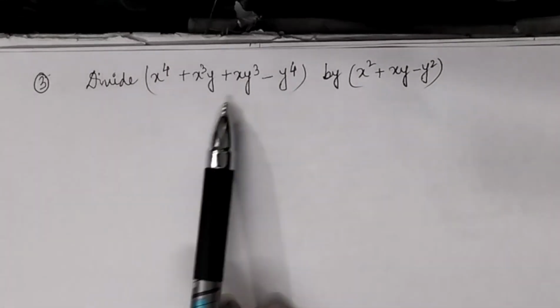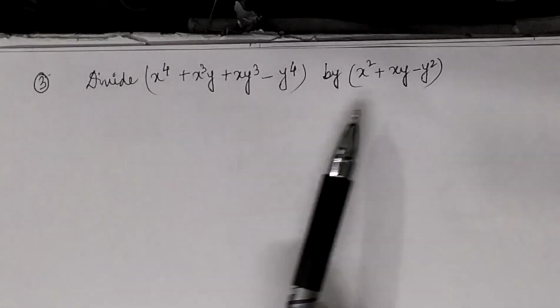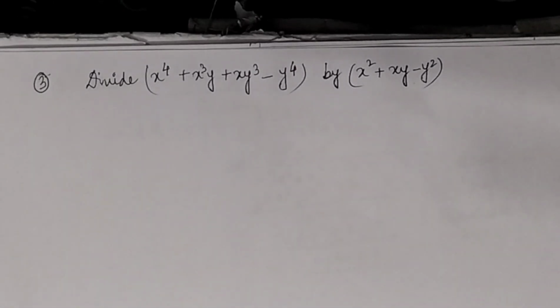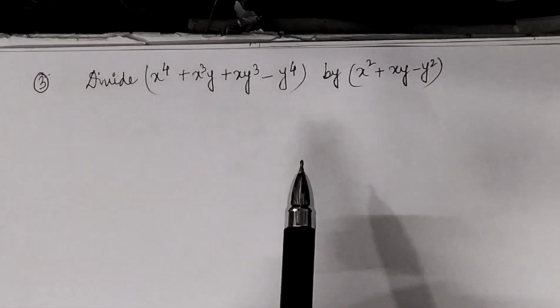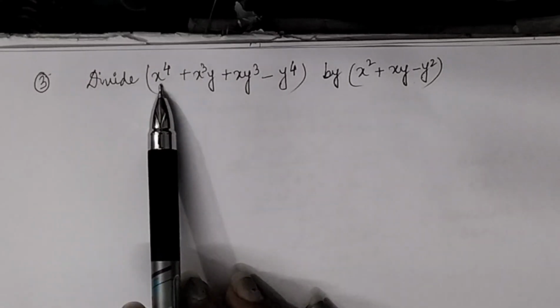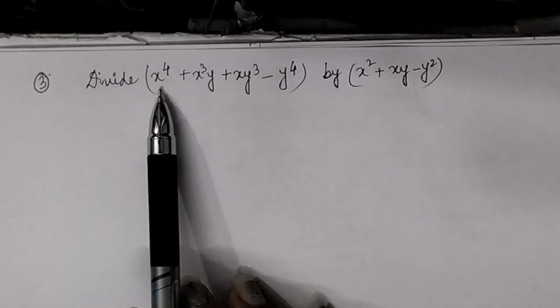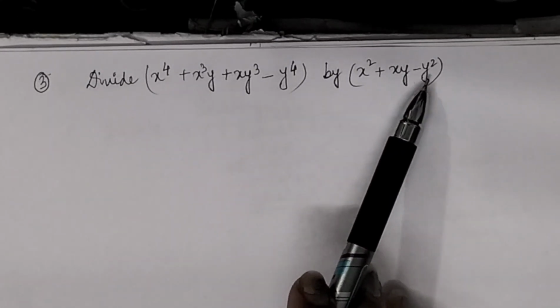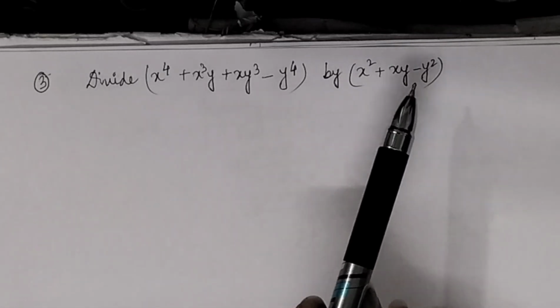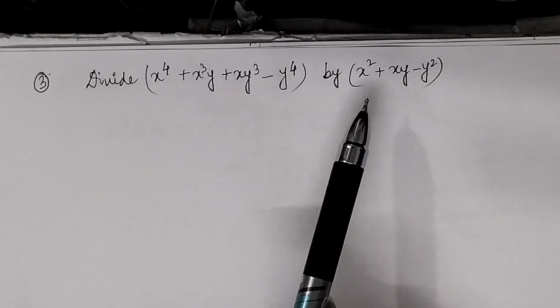But here we find that two variables are there in both, in the dividend as well as in the divisor. So let's see what we have to do here. In this case, choose one variable. Suppose I am choosing x as that one variable. And first, arrange the terms of both the expressions in the descending order of the powers of that variable.